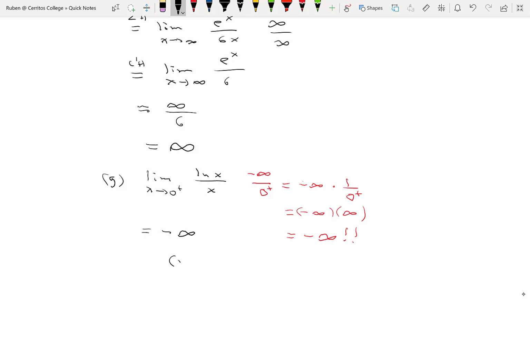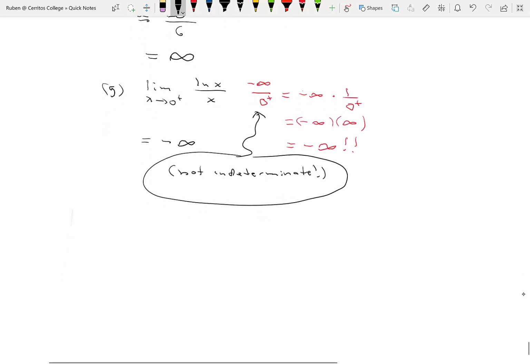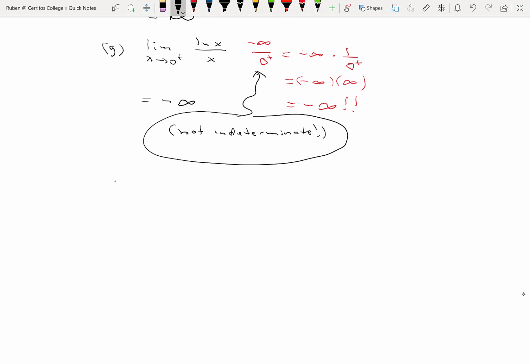This limit is not indeterminate. Not indeterminate. You may not use L'Hopital's rule for this problem. You may not use L'Hopital's rule unless it's of the form infinity over infinity or 0 over 0, just to make sure you're okay with that fact.